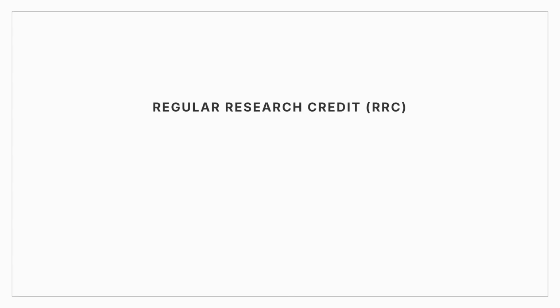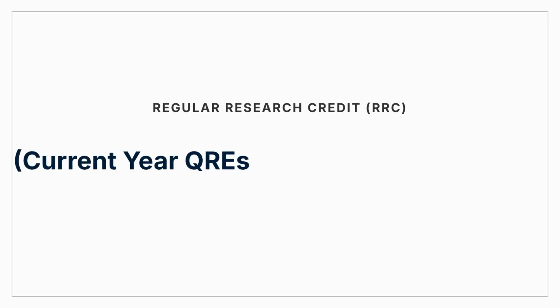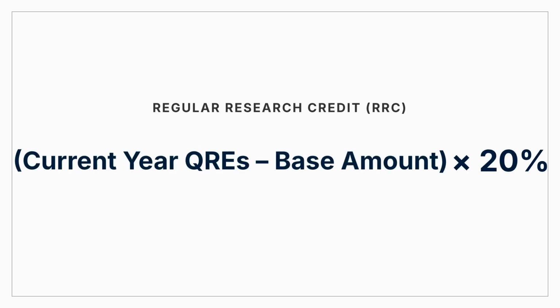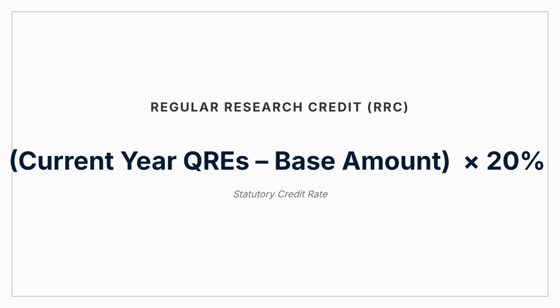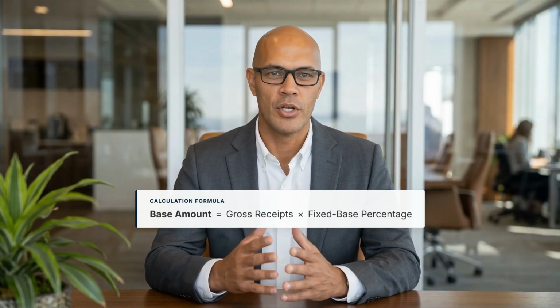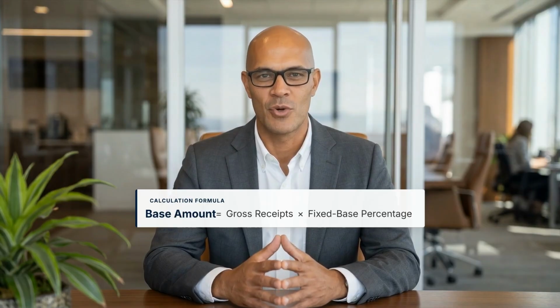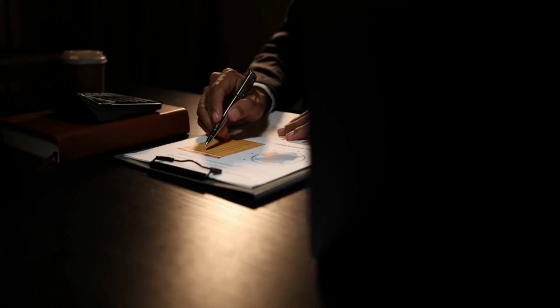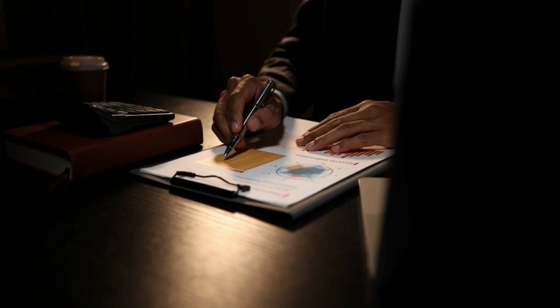Let's begin with the regular research credit method, often referred to as the RRC. The regular method is highly rewarding, offering a statutory credit rate of 20%. However, it is fundamentally an incremental credit, meaning it rewards you for outperforming a historical baseline. The formula multiplies 20% against the amount by which your current year QREs exceed a statutory base amount. Calculating that base amount is where the complexity begins.